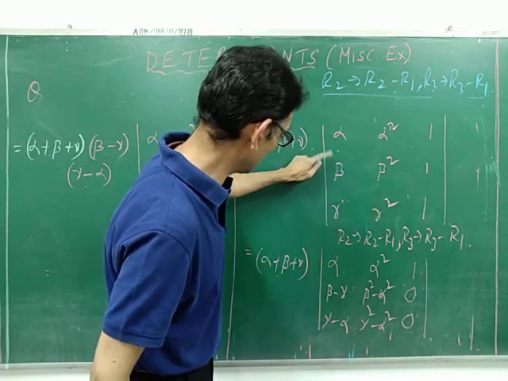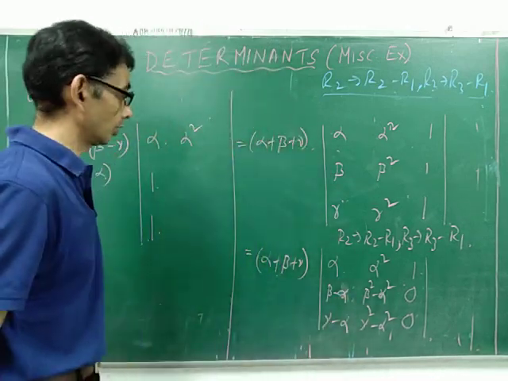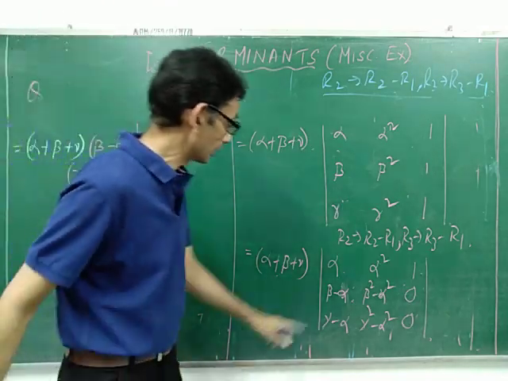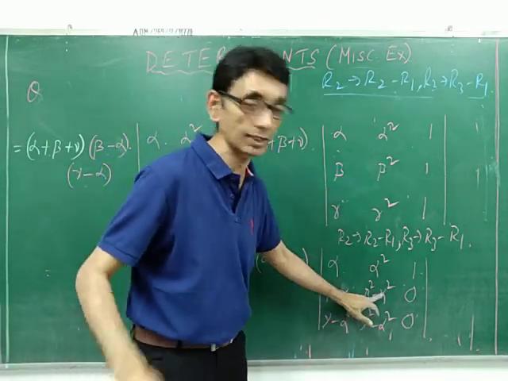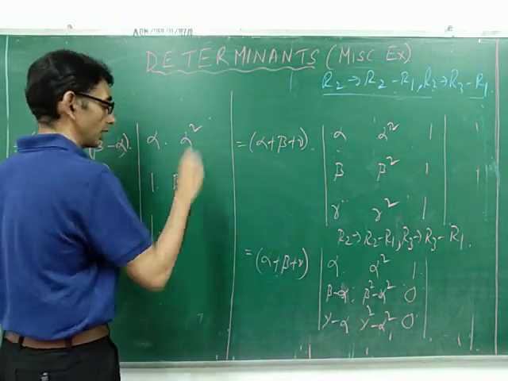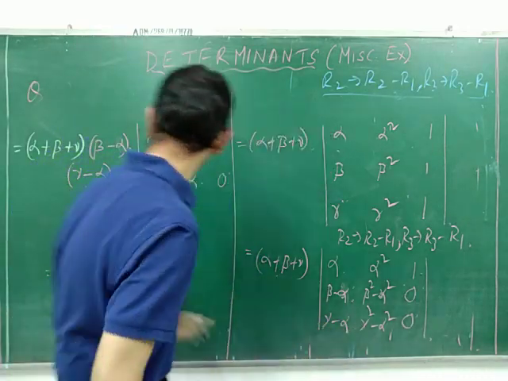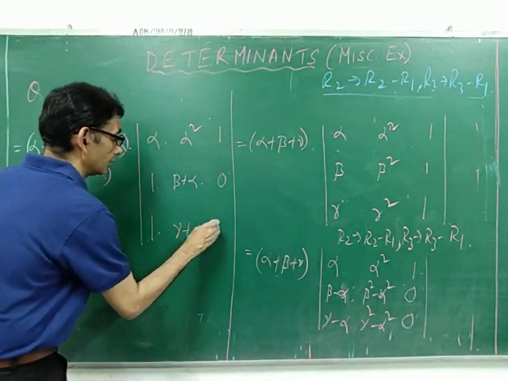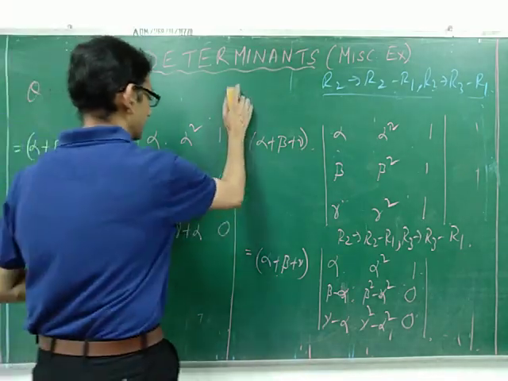Okay, just one minute, this is beta minus alpha. Okay, this is correct, this is beta minus alpha. We have taken beta minus alpha common, right? So beta squared minus alpha squared, when you take beta minus alpha common, beta plus alpha will be left out. This is 1, 0, and here gamma minus alpha you have taken common, so gamma plus alpha will be left there. And what will be left out? Here is 0.